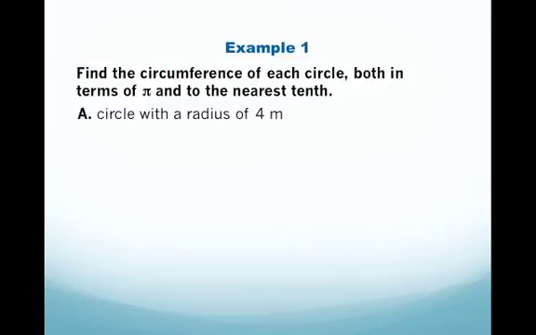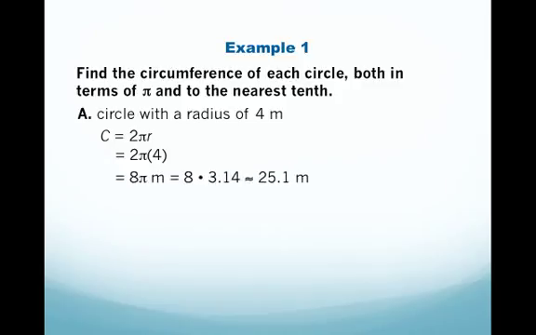Example 1. Find the circumference of each circle both in terms of pi and to the nearest tenth. A circle with a radius of 4 meters. We're going to use the formula 2 times pi times r. When you plug that in, you get 2 times pi times 4. 2 times 4 is 8.